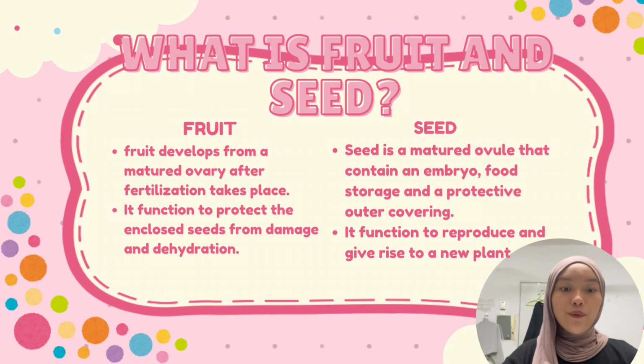The first one, fruit. Fruit develops from a mature ovary after fertilization takes place. It functions to protect the enclosed seed from damage and dehydration. And the second one is a seed. A seed is a mature ovule that contains an embryo, food storage, and a protective outer covering. It functions to reproduce and give rise to a new plant.